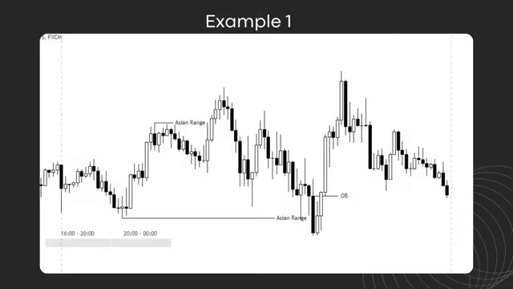Now let's look at some examples right here. Here we've got an example from last week. Right here you can see the CBDR range time and the Asian session range timing, right? You can see that this price action was formed during this particular key time. So what we're going to do is take the highest high and the lowest low formed during this time, and that would be our Asian session time range, and specifically our time range.